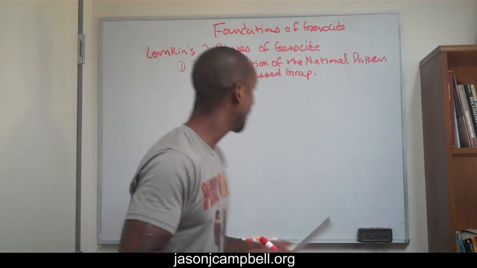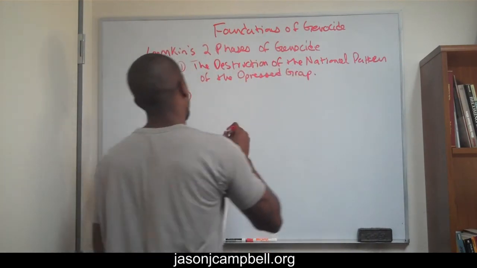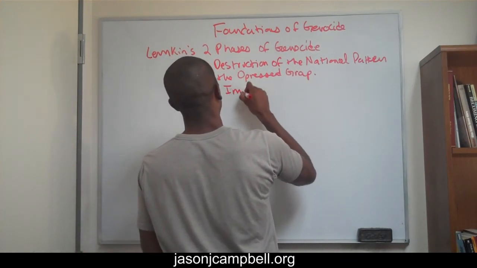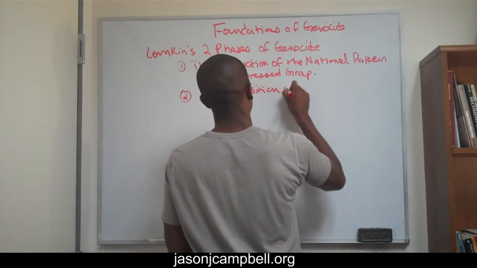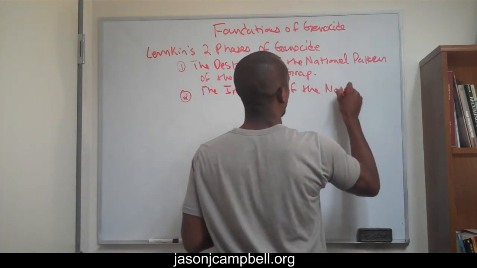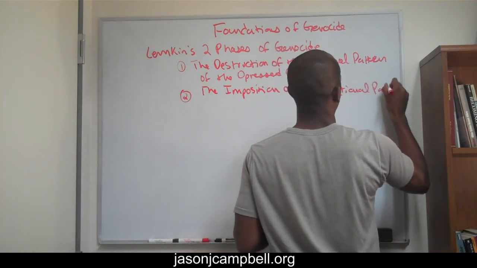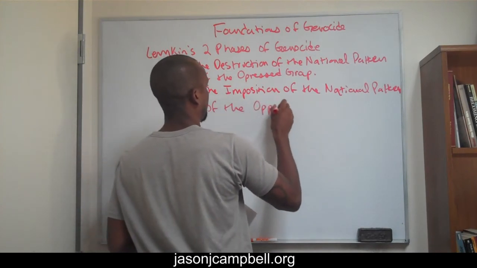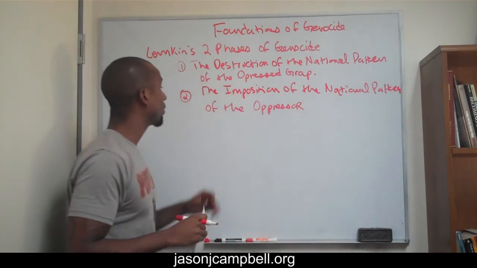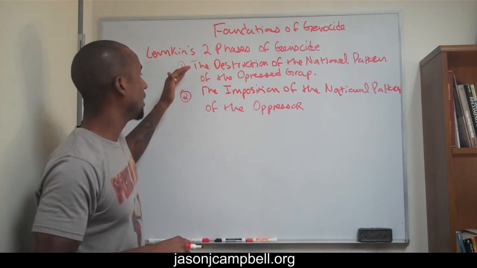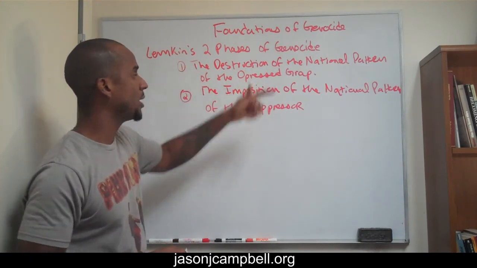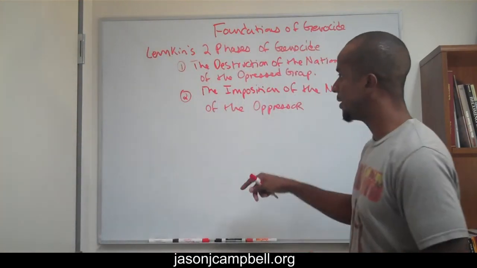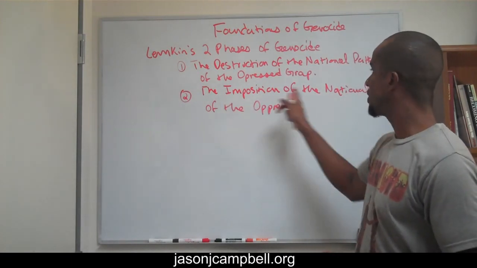All right, so that's the first phase. The second phase is that the oppressors attempt to impose the national pattern of the oppressor. So in the first phase, there's an attempt by the oppressor to destroy the national pattern of the oppressed group. Then, and I'll draw this out in a second, the second phase is the imposition of the national pattern of the oppressor.